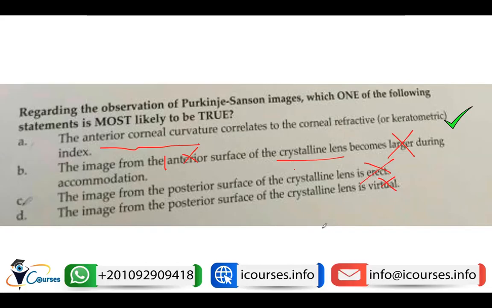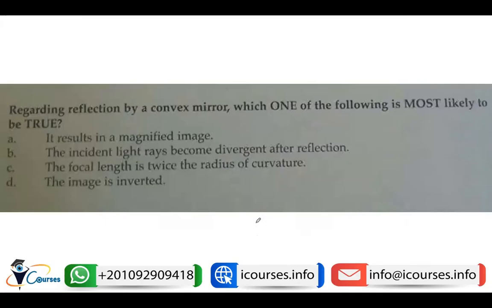The option A, the anterior corneal curvature, correlates to the corneal curvature or keratometric. It is said here it is keratometric. If it were only saying the refractive index of the cornea, I would say it is wrong. But here it is mentioning it is a keratometric measurement. Without this word, I would mark it wrong. Okay, another question.